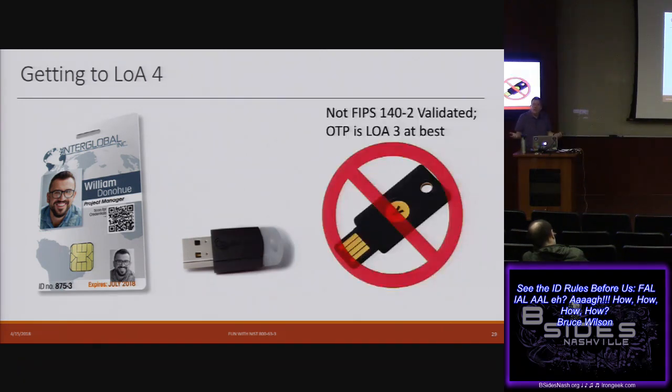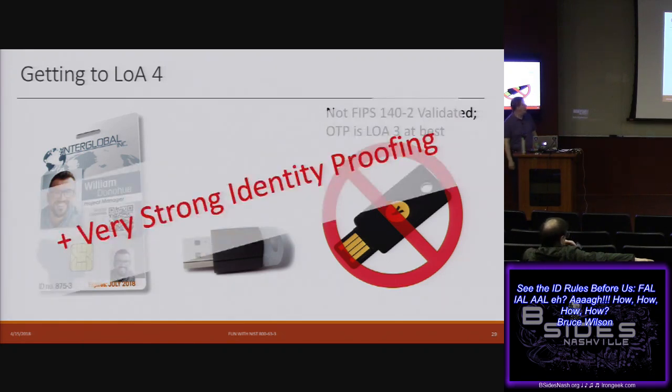I mentioned that you can do the certificate on the YubiKey, but they have not yet actually gotten it FIPS validated. So even though it's a similar strength thing, that is only level 3 because of this whole certification question, and that as a one-time password is only level 3. So one of the challenges from my perspective is that there was really only one way under Rev 2 to get to this highest level of assurance. It required one of these sorts of things and some very strong identity proofing. We'll talk about that in the context of Rev 3 here in a few minutes.